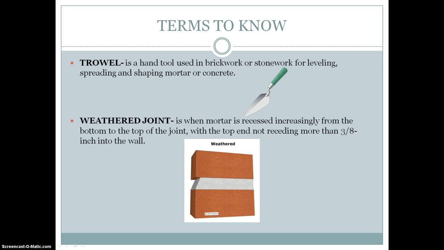Okay, so then we have a weather joint, which is when mortar is recessed increasingly from the bottom to the top of the joint, with the top end not receding more than 3/8 of an inch into the wall. So this one is the opposite of the struck joint that we talked about earlier.